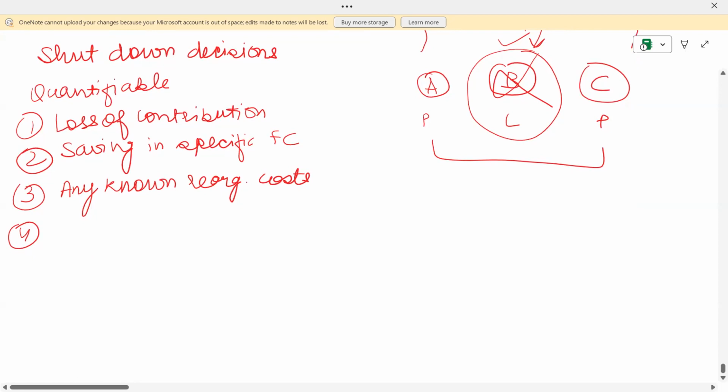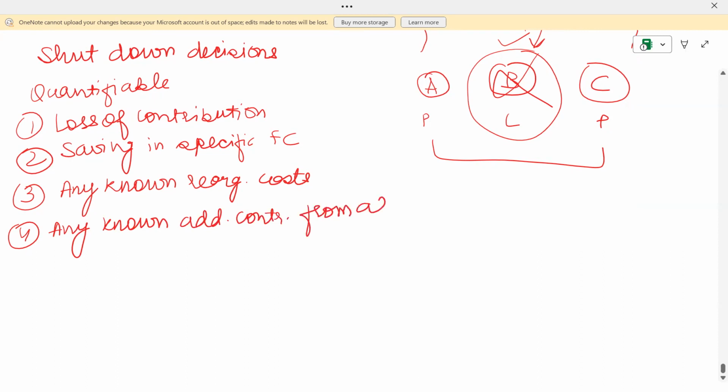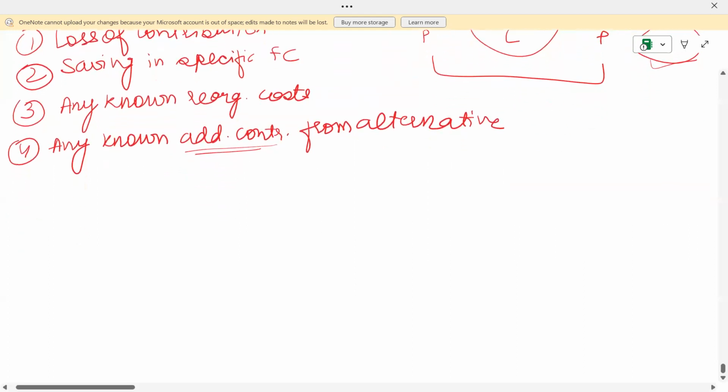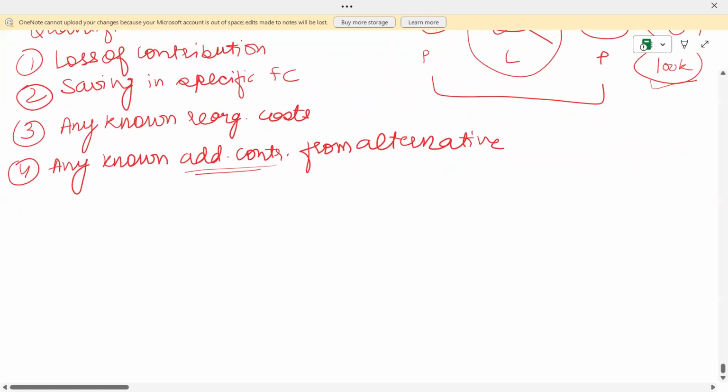And any known additional contribution from alternatives. Perhaps let me explain this with an example. Let's suppose in this same scenario, I'm thinking to shut down department B and create a new department D. Any known contribution that I'm going to get, probably out of this department alone, say $100,000 in contribution, becomes a relevant thing for me to consider when making my decision.